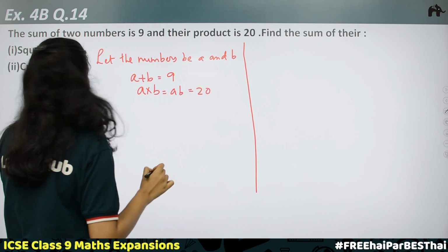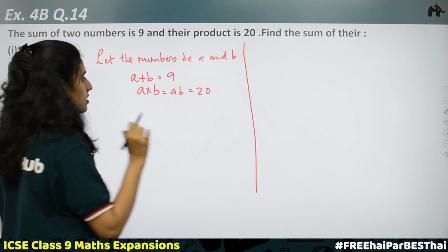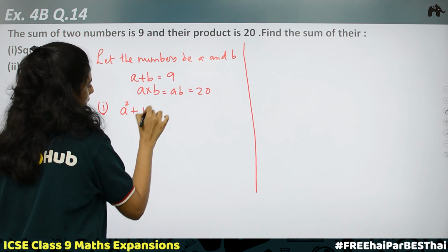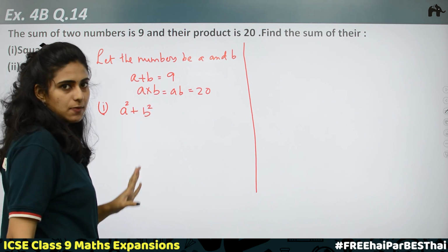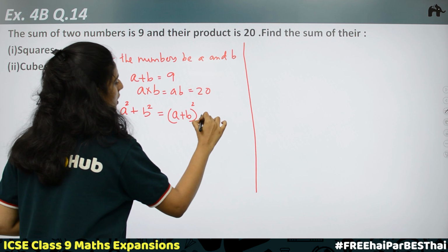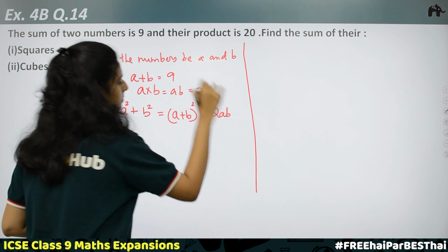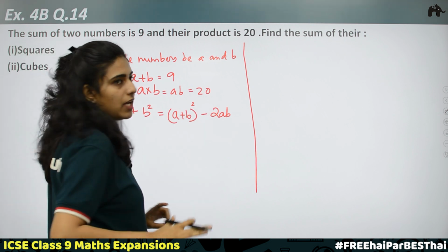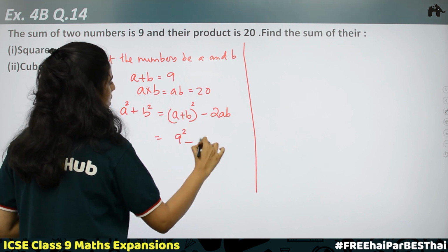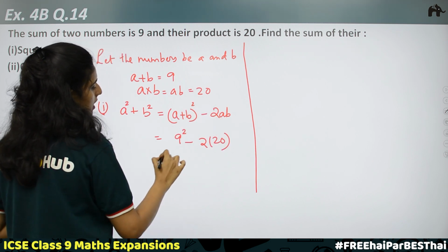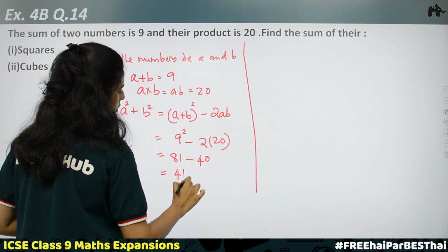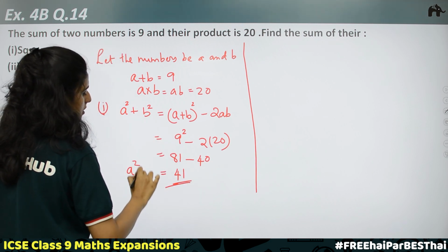First, we need to find the sum of their squares. What does sum of their squares mean? First number square plus second number square, a square plus b square. What is a square plus b square? A square plus b square will be equal to (a plus b) whole square minus 2ab. Okay, (a plus b) whole square minus 2ab. So, here we know what is (a plus b) whole square? 9 square minus 2 into ab, which is 20. 9 square is 81, minus 2 into 20 is 40. 81 minus 40 is 41. So, 41 is a square plus b square.